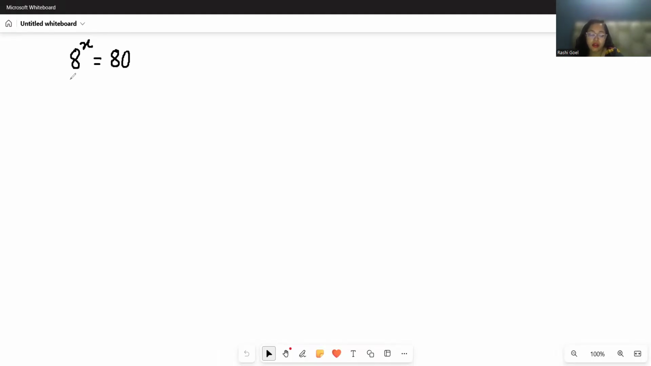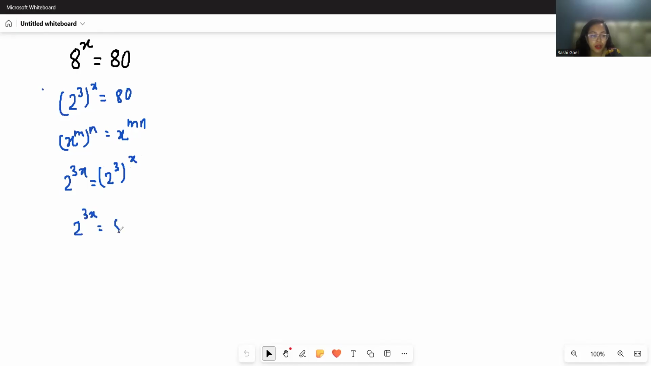So I can write 8 as a power of 2 as (2 cube) whole power x equal 80. Now according to the exponent rule, (x power m) power n, we can write it as x power mn. So it becomes 2 power 3x. So the left hand side becomes 2 power 3x equal 80.